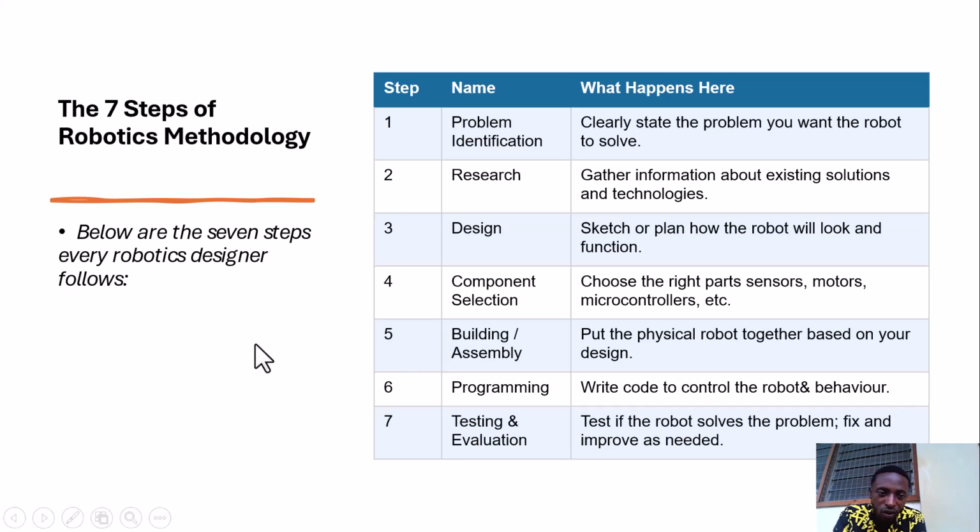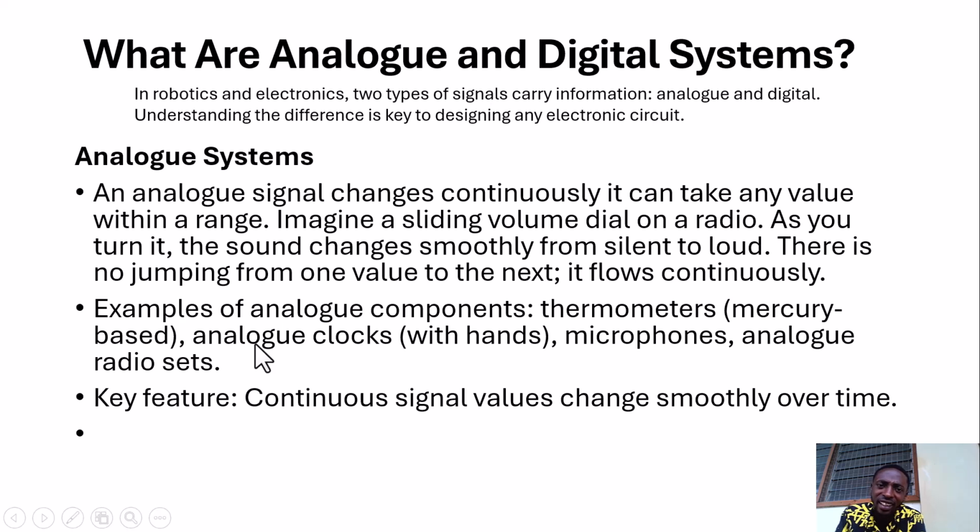And then let's move on. What are the analog and digital systems? In robotics and electronics, two types of signals carry information, that is analog and digital. So I said that we have analog and digital systems. In robotics and electronics, two types of signals carry information, that is analog and digital.